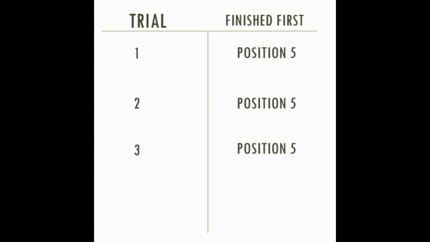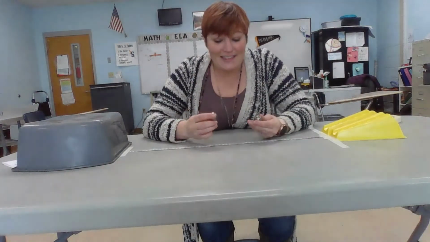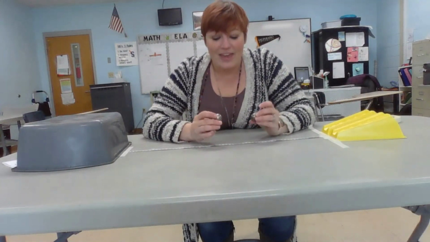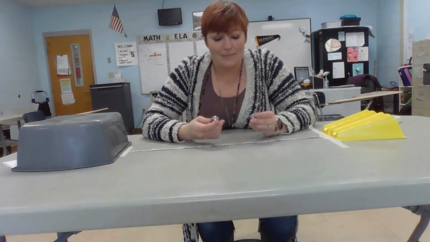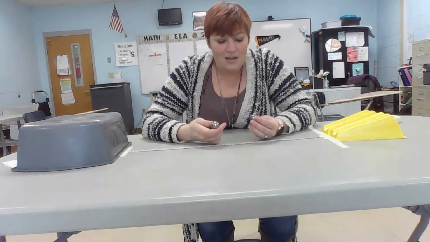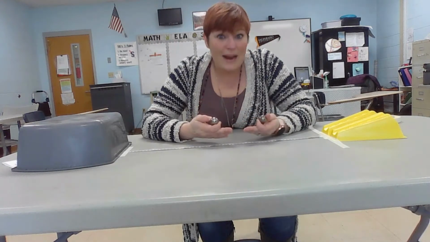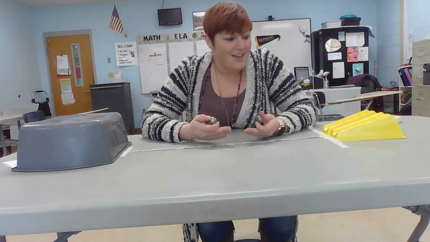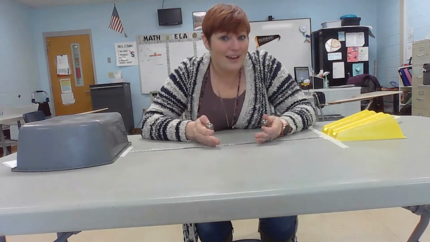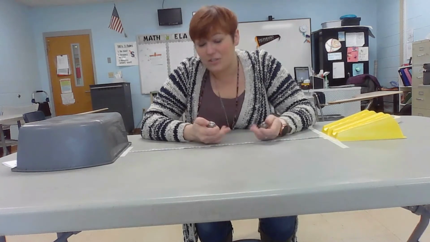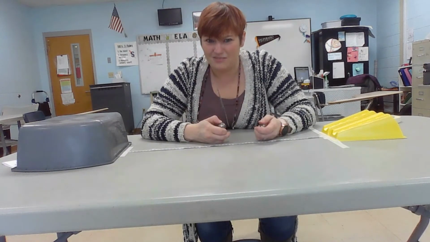Every single time I got the exact same results. Position 5 was faster. The important part is that these balls are exactly the same. They have the same mass, made out of the same material, and have the same volume. So the only thing I'm changing is the distance on the ramp or the starting position. And every single trial gave us the exact same results. The higher this number on the ramp, the faster it went. What does that mean though?